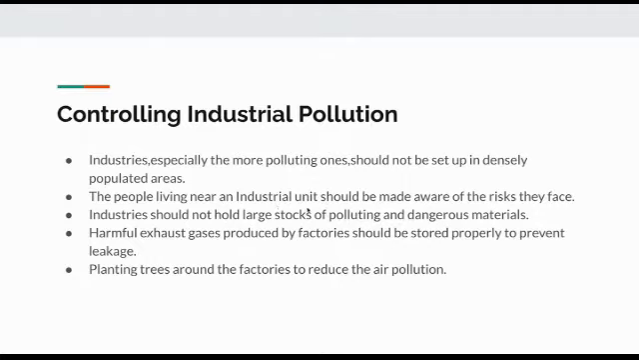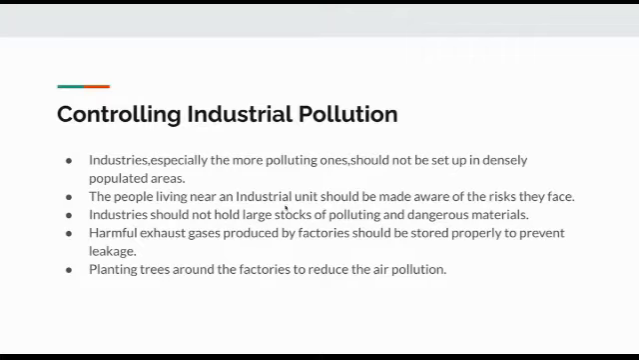Sometimes industries are started a little nearby residential areas. People should be aware of the risk factor of living in that industrial area. They should also be told what to do if an accident or exposure happens, and be given a clear idea of what all things have to be done. Those who are living near the industries should know this. That is very important.